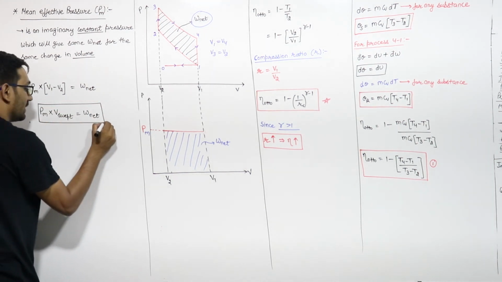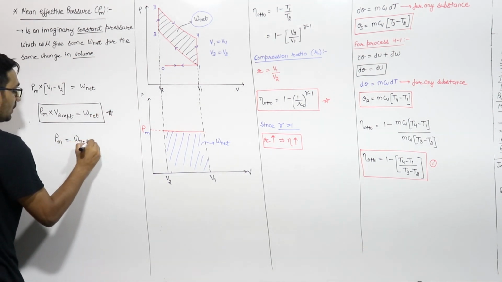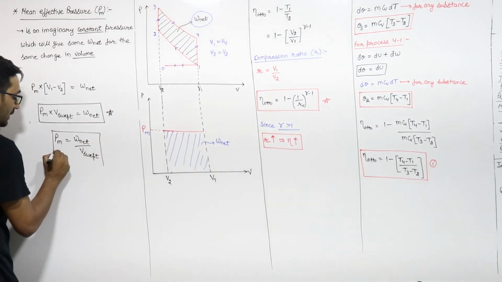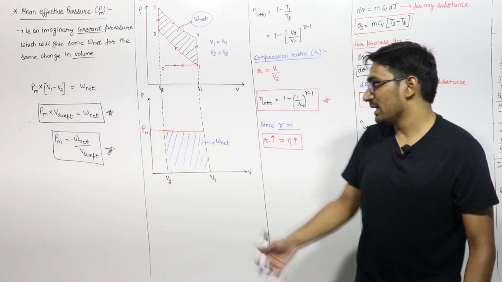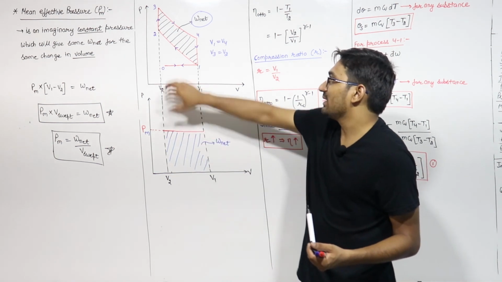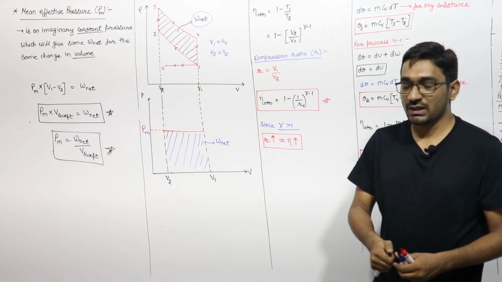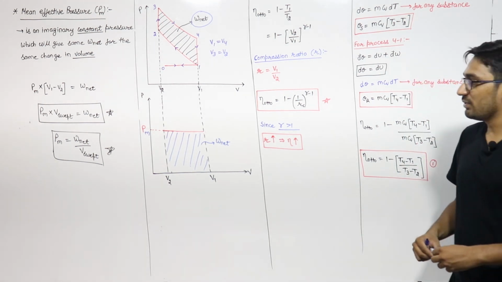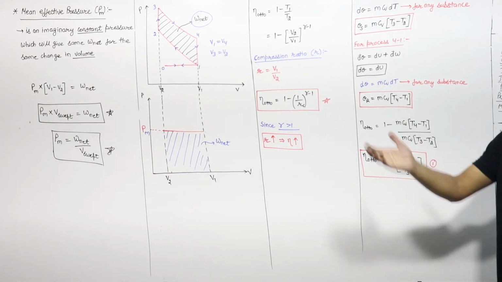So once you have calculated W net, the mean effective pressure will be equal to W net upon swept volume. If you calculate W net from these equations, then you can easily calculate the mean effective pressure, and it will remain constant throughout the cycle and give the same W net. That pressure is known as mean effective pressure. In some questions they may ask what the mean effective pressure is. So first calculate W net; the swept volume will be given in the question, and then you can easily calculate the mean effective pressure.